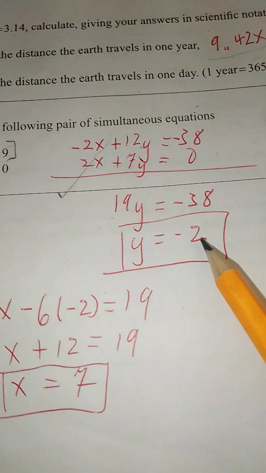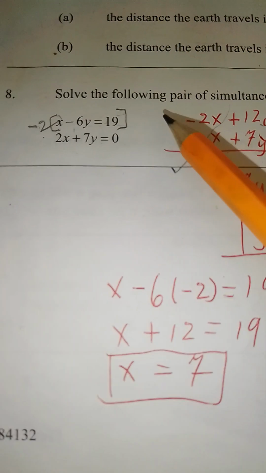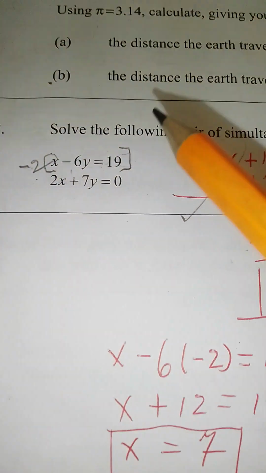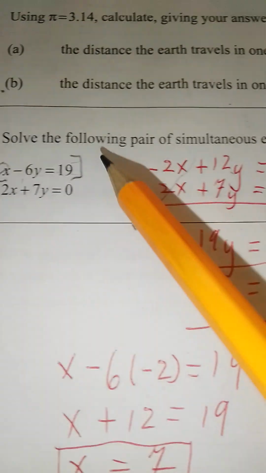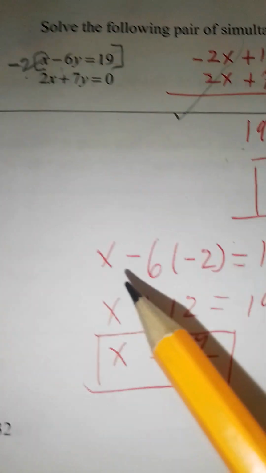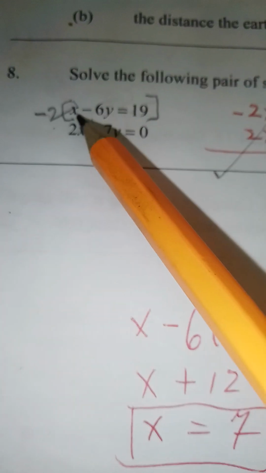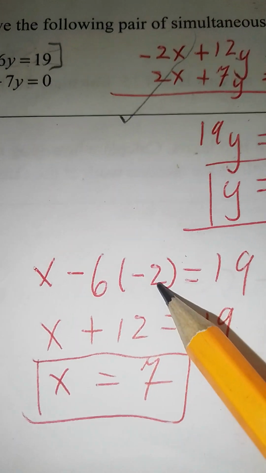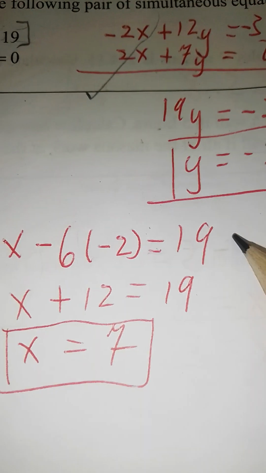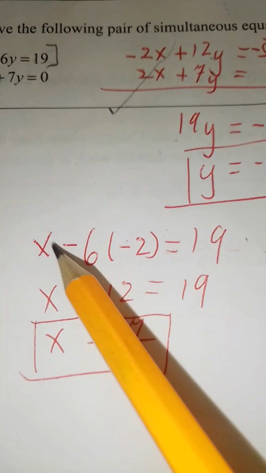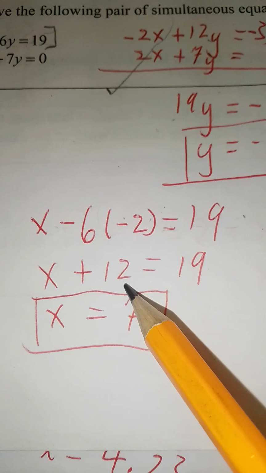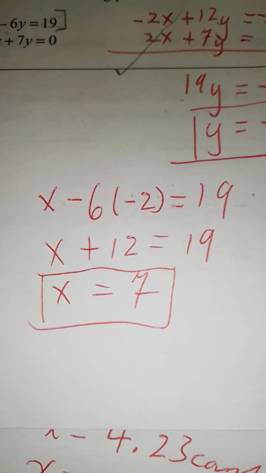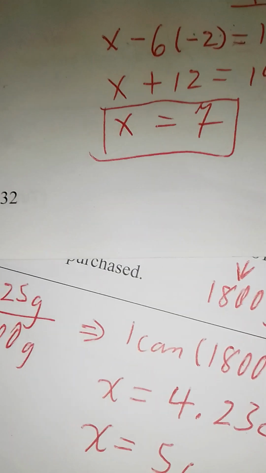Now to find out what x is, I'm going to plug this back into either equation. I'm going to plug it into this one right here. So x is going to be, y is minus 2. So I'm going to plug it into here. I get x minus 6y, y is minus 2, is equal to 19. Negative times negative is a positive. I get x plus 12 is equal to 19. Subtract 12 from both sides. I get x equal to 7.